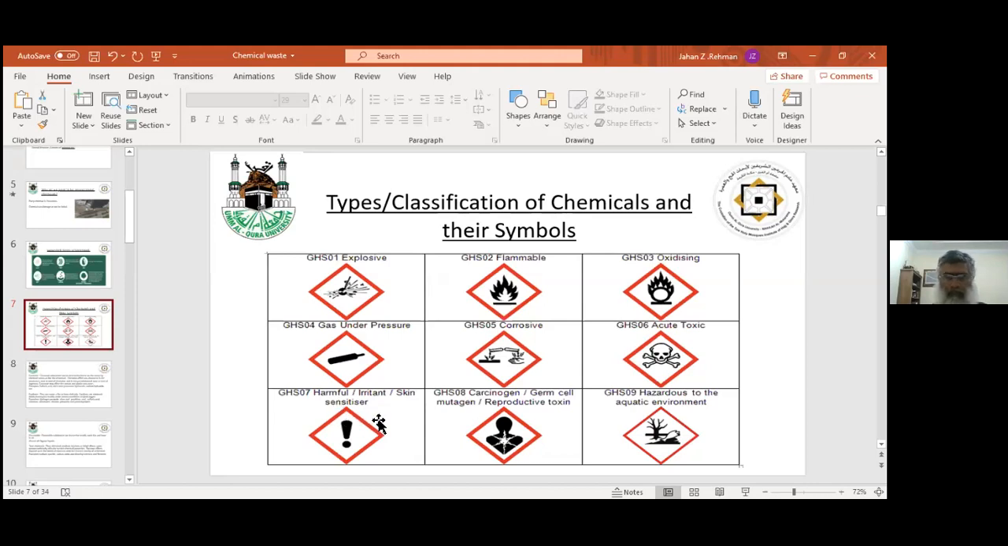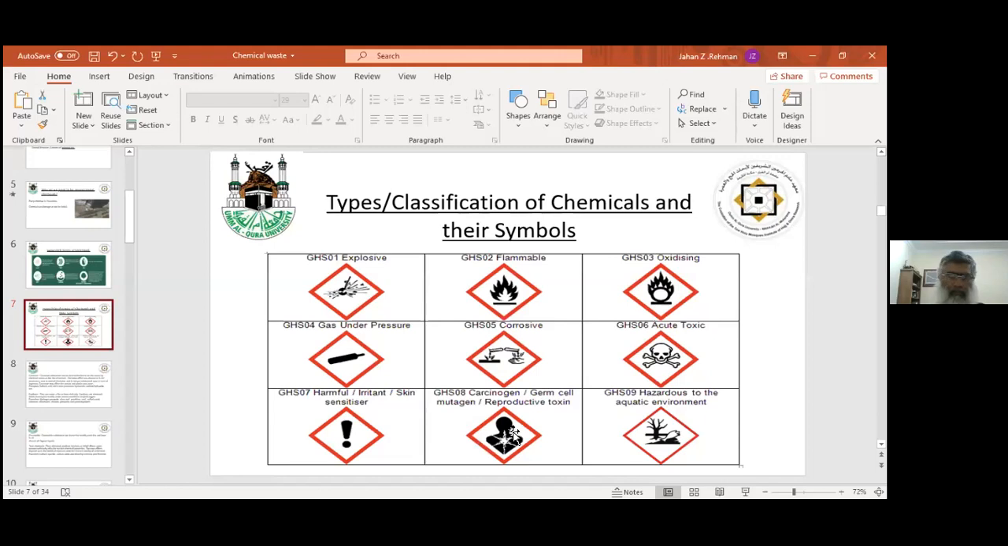Then harmful, irritant or skin sensitizers. These are chemicals which are not lethal, but they produce irritation or some bad marks on your skin. Sometimes nitric acid reacts with, I think, the protein in the skin, and causes yellow marks on the skin. On the other hand, hydrogen peroxide, if it gets in touch with your skin, produces irritation.